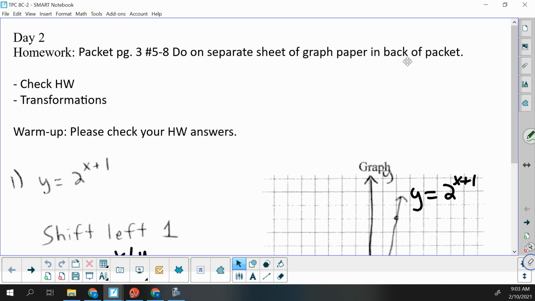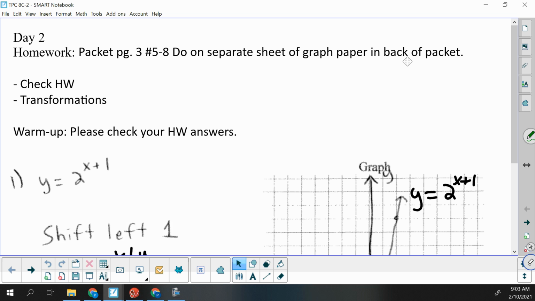Your homework is packet page 3, the next 4 ones on page 3, numbers 5 through 8. Remember, there's grids on the back of the packet, so you can do your tables and tell your transformations. Make sure you're telling the transformations for each one.